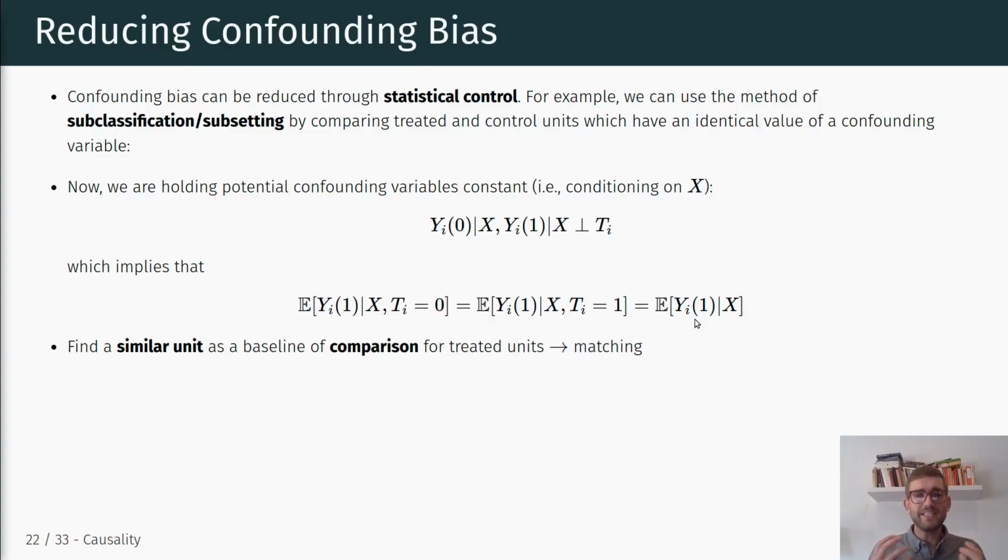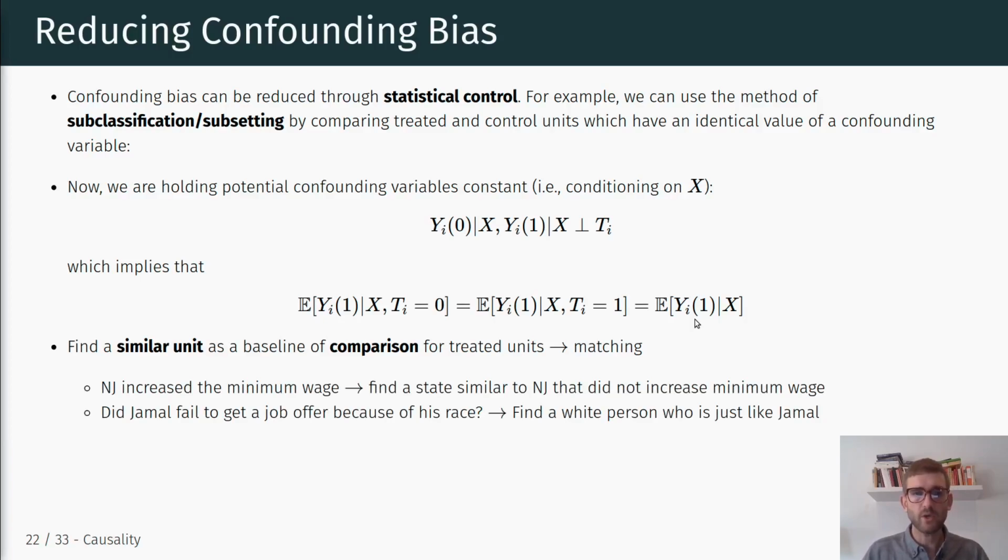Okay. So the idea here, in plain simple terms, is to find similar units as a baseline of comparison for treated units. And that's the underlying idea behind matching, which we'll talk about later as well. In the context of the examples in the book, for example, when we talked about the minimum wage increase and its effect on the unemployment rate, in trying to estimate the effect of New Jersey increasing the minimum wage, the idea would be to find a state that is similar to New Jersey on all potential confounding factors, but didn't increase the minimum wage. Okay, and that would be conditioning on these potential confounding factors.